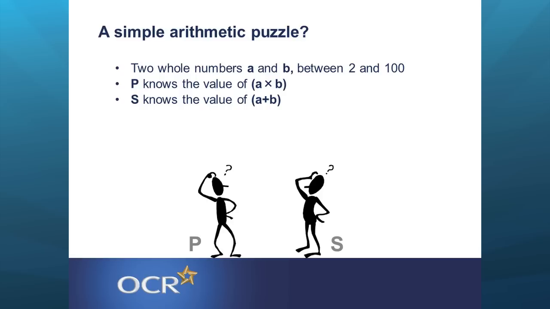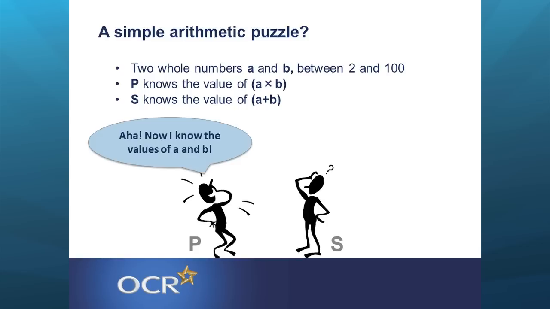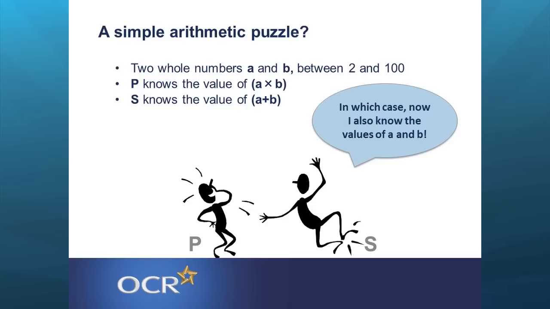So at their meeting, P announces, "I don't know what the values of A and B are." To which S responds, "I knew that. I don't know what the values of A and B are either." P thinks about it for a while and says, "Aha, now I know the values of A and B." To which S responds, "In that case, I also know the values of A and B." And my question to you is, what are the values of A and B?